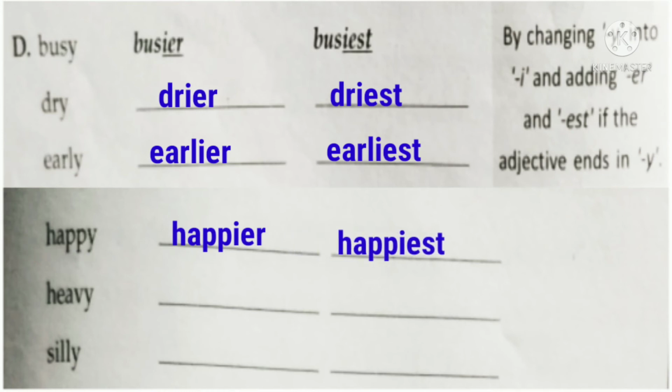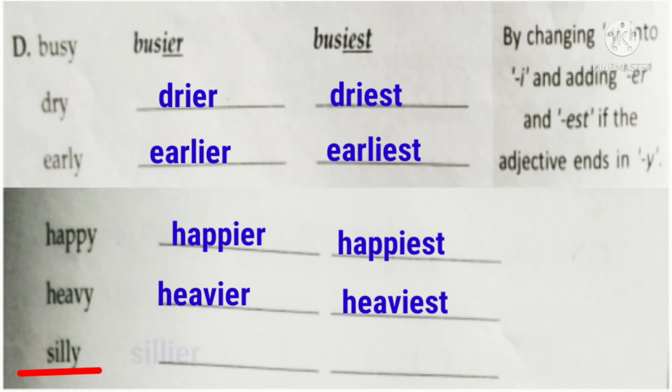The next one is heavy. So the comparative degree of the adjective heavy will be heavier, and the superlative degree will be heaviest. The last one here is silly, and the comparative degree of the adjective silly will be sillier, and the superlative degree will be silliest.